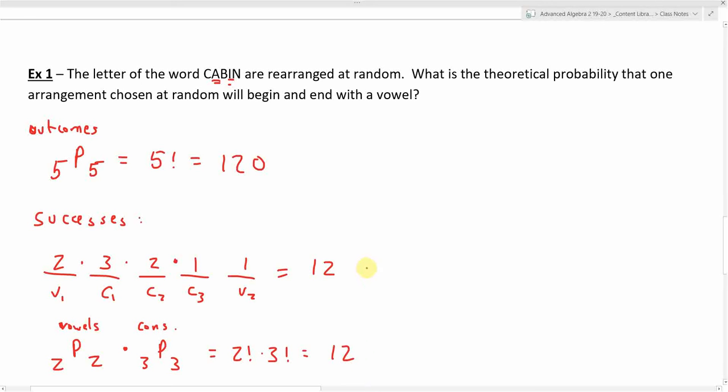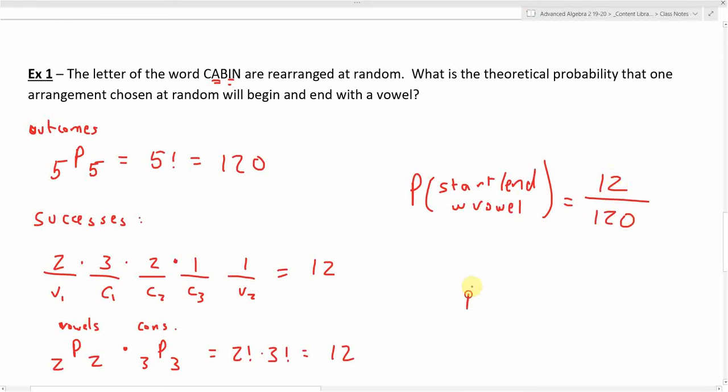Regardless, the number of successes is 12, so our probability of starting and ending with a vowel is equal to the number of successful arrangements, which we saw is 12, divided by the number of possible arrangements, which is 120. So the probability of a vowel first and last is 1/10, or as a decimal, 0.1.